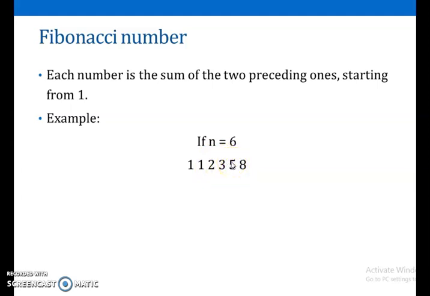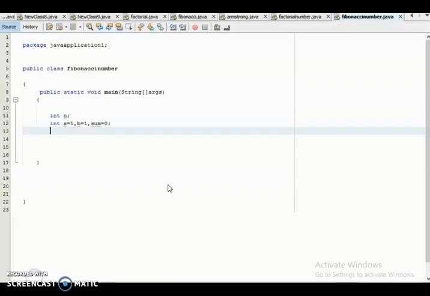So this was the Fibonacci number. Fibonacci is the sum of the two preceding numbers, and the first two numbers are default numbers. So let us see the Java program for finding the Fibonacci number.